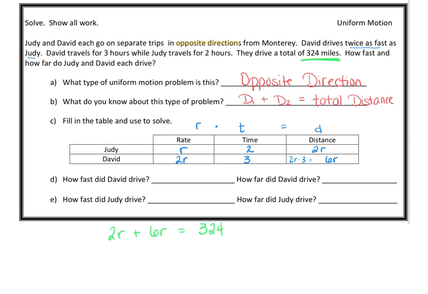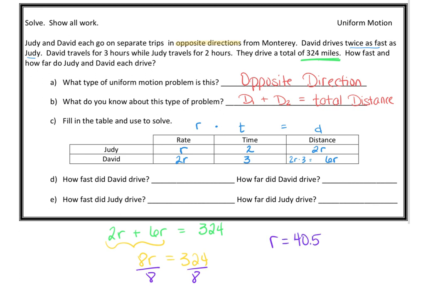So yes, at this point, I am going to combine my like terms and I'm going to solve this, okay? So my like terms are 2R and 6R. My rules tell me to combine those. This becomes 8R. 324. What's my last step to figure out my R? Divide by 8. This is a decimal, that's fine. My R equals what?